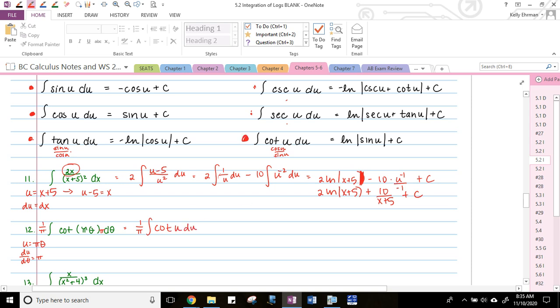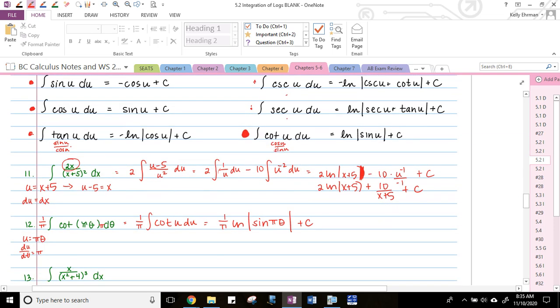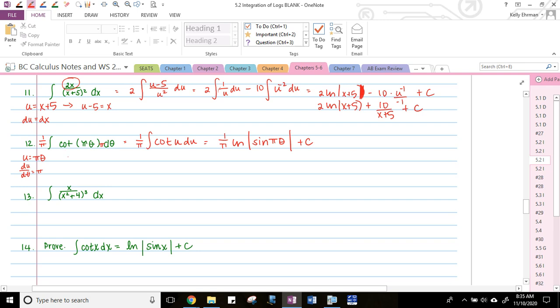And we refer back to our little cheat sheet up here. That's going to be 1 over pi times the natural log of the absolute value of sine of u, which was pi theta, plus c. So you do not have to show that this is cosine over sine. If you have this memorized, you can jump right to it. But if you don't, it's a quick rewriting as cosine over sine, letting u equal sine of pi theta, and then figuring out du from there.